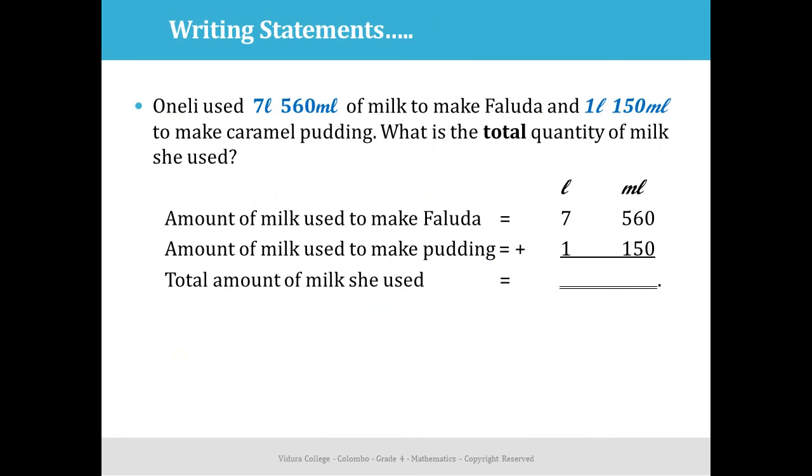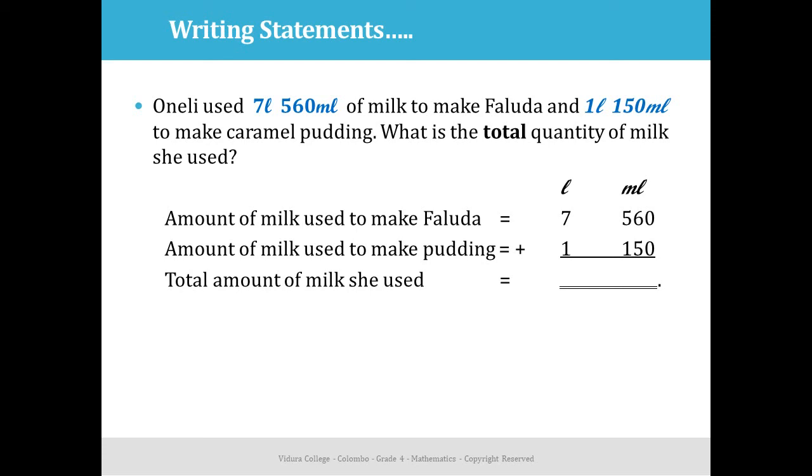Children, let's write statements for our liters and milliliters sums. Look at the example given. She used 7 liters and 560 milliliters of milk to make faluda and 1 liter and 150 milliliters to make caramel pudding. What is the total quantity of milk she used?